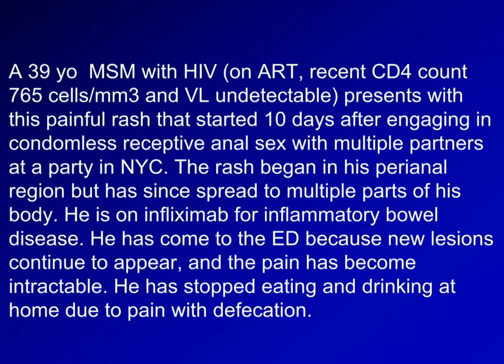A 39-year-old man who has sex with men, with HIV on antiretroviral therapy with recent CD4 of 765 and undetectable viral load, presents with a rash that's very painful. It started 10 days after engaging in condomless sex with a partner at a party in New York. The rash began perianal but spread to multiple parts. He's also on infliximab. He comes to the ED because new lesions continue to appear and the pain is intractable. He has had to stop eating and drinking.